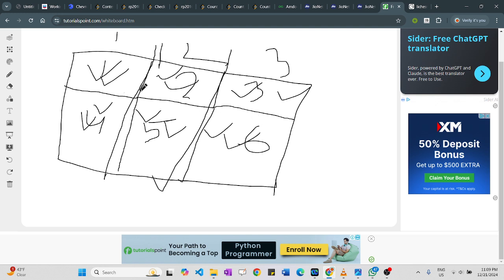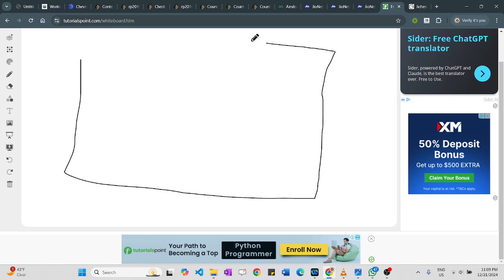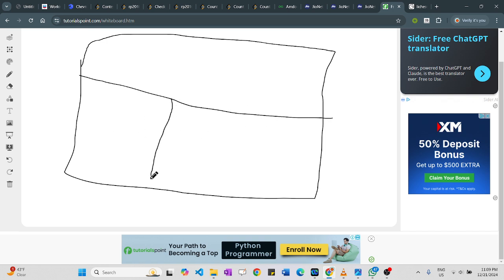So we'll have to do the similar thing, and we can do it horizontally. Let's say this is the grid, and let's say this is the first rectangle, second rectangle, third rectangle, and fourth rectangle.